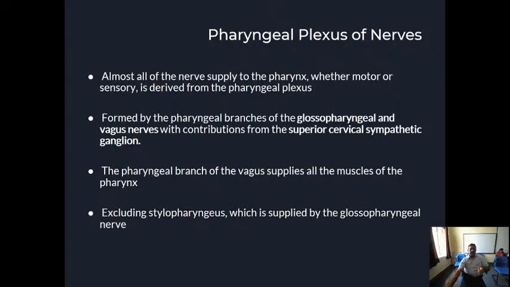Just remember those. And the pharyngeal plexus, the nerves which supply the sensory as well as the motor, are derived from the pharyngeal plexus, and these are formed by the glossopharyngeal and the vagus nerves. Okay, the pharyngeal branch of the vagus supplies all the muscles of the pharynx, excluding the stylopharyngeus muscle, which is supplied by the glossopharyngeal nerve. So the nerve supply is from the 9th and the 10th via the pharyngeal plexus.